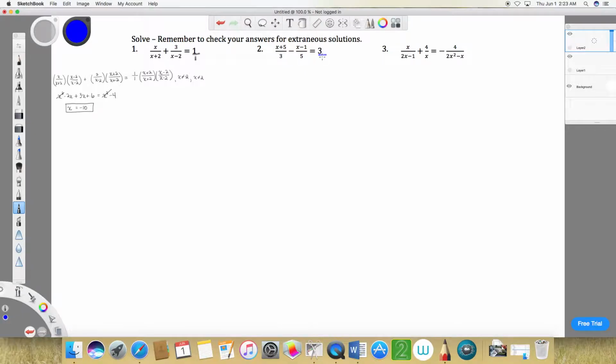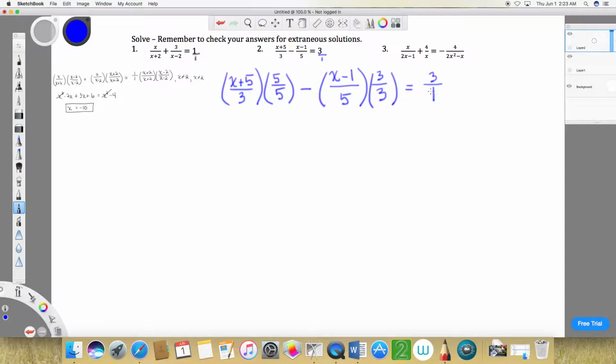Let's look at 3 as 3 over 1, and let's get a common denominator of 15. So this first term, x plus 5 over 3, we look at that denominator, we're missing a factor of 5. We're going to multiply this by 1, and we write it as 5 over 5. It's subtraction. I have my next term. I have a 5 in the denominator. It's missing a factor of 3. I multiply by the number 1, but I write the number 1 as 3 over 3. This 3 is 3 over 1, and we need a common denominator of 15.